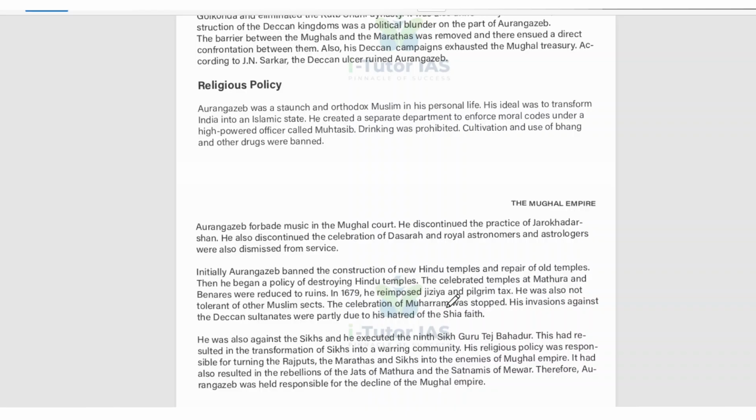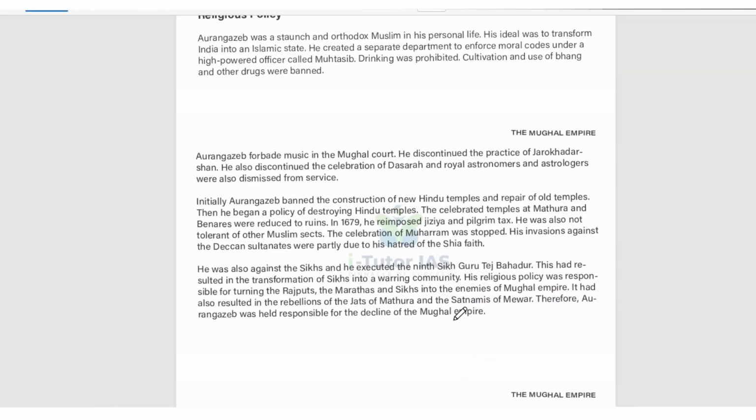Muhtasib, and drinking was prohibited. Cultivation and use of bhang and other drugs were banned. Aurangzeb forbade music in the Mughal court, and he discontinued the practices of Jarokha Darshan, and he also discontinued the celebration of Dasra, and royal astronomers and astrologers were also dismissed from services.